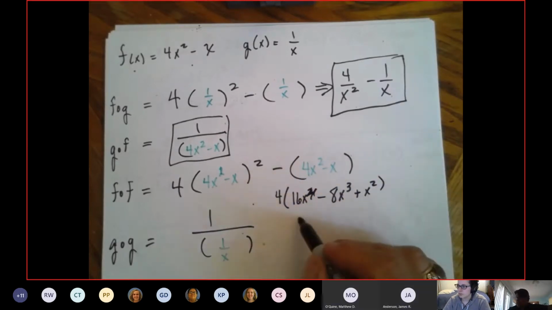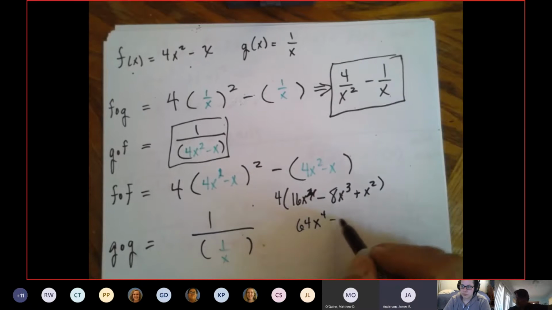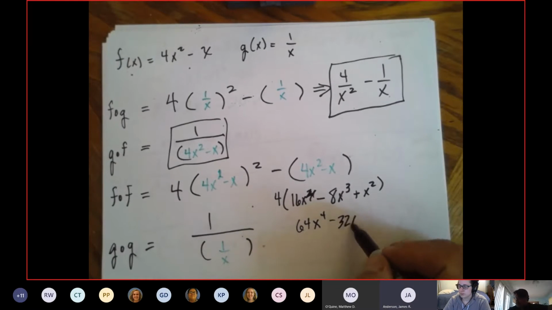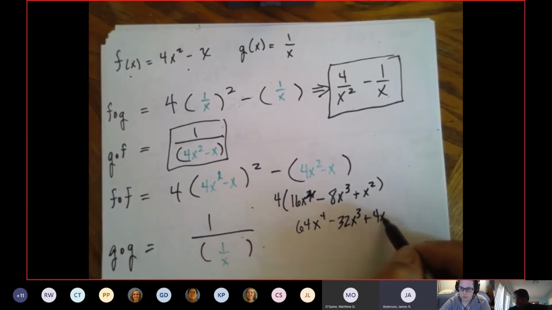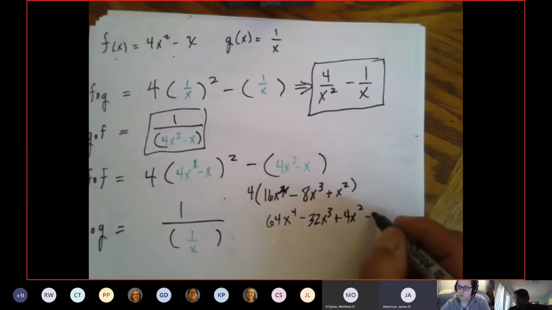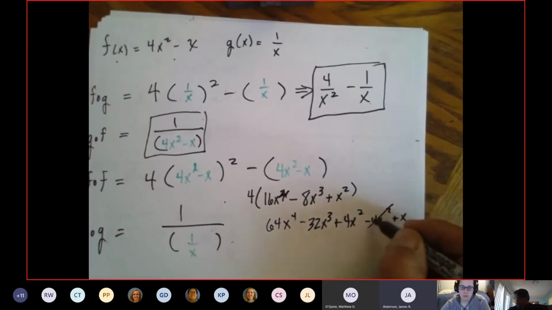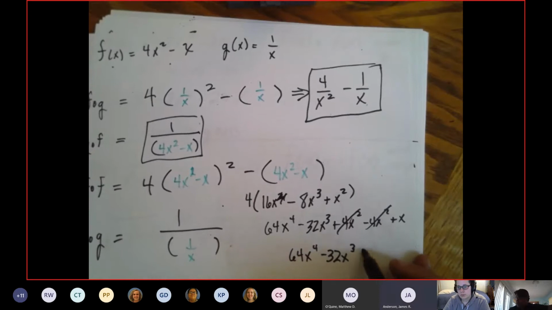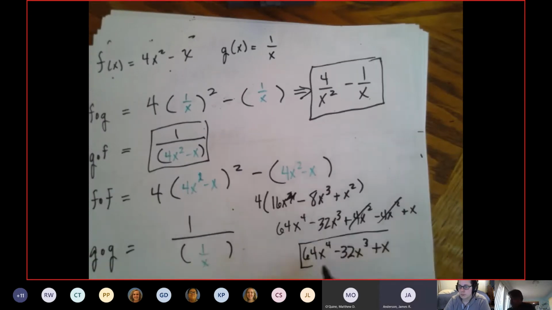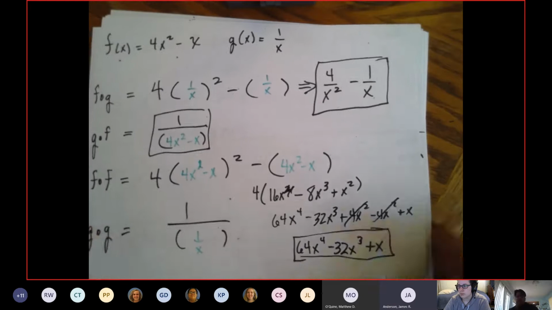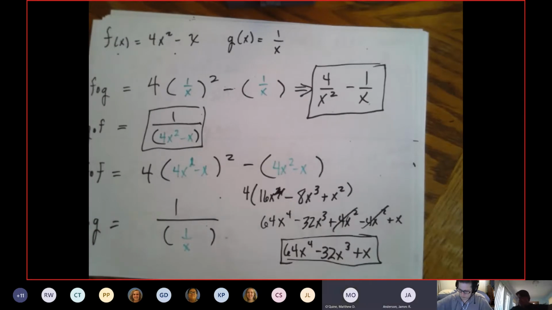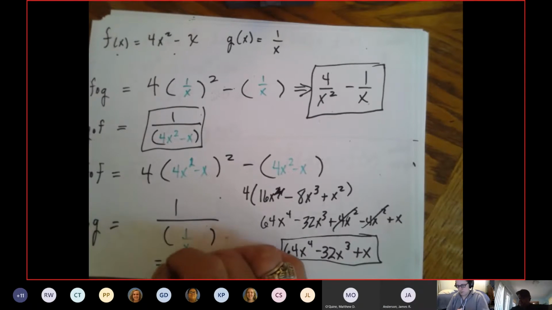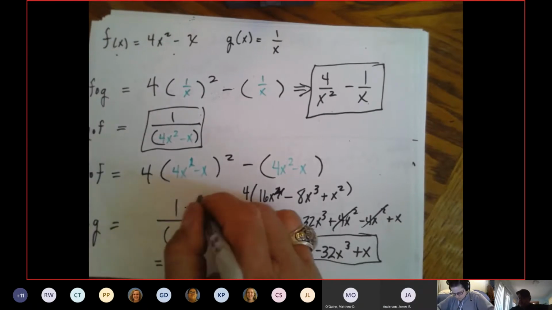And then that's going to be 64x to the 4th minus 32x to the 3rd plus 4x squared minus 4x squared plus x. Y'all check me. Yep, looks like 64x to the 4th minus 32x to the 3rd plus x. And 1 divided by 1 over x is x, because you multiply by the reciprocal.